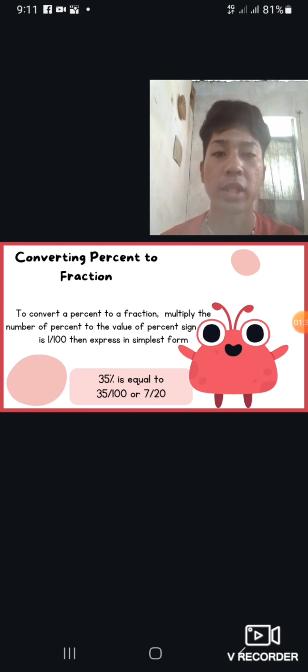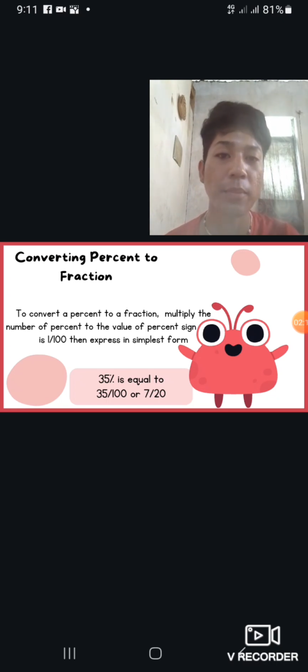The percent is 35. So we are going to multiply 35 to the percent sign, which is 1 over 100. If we multiply 35 times 1 over 100, that is 35, and then copy the denominator, which is 100, that is 35 over 100. Then we are going to express it in simplest form.